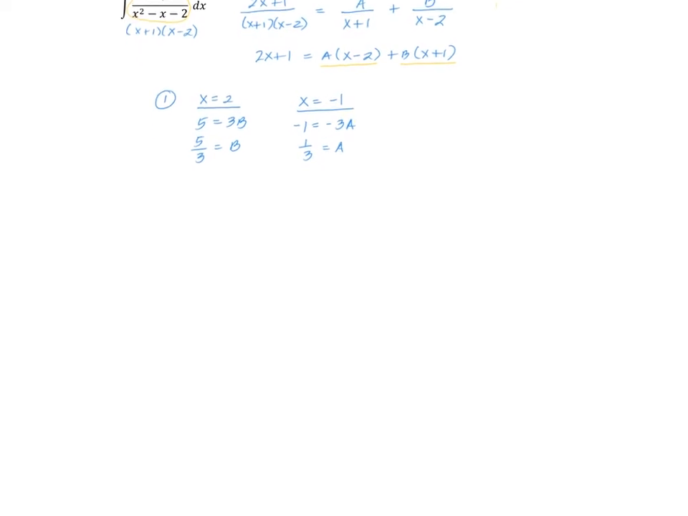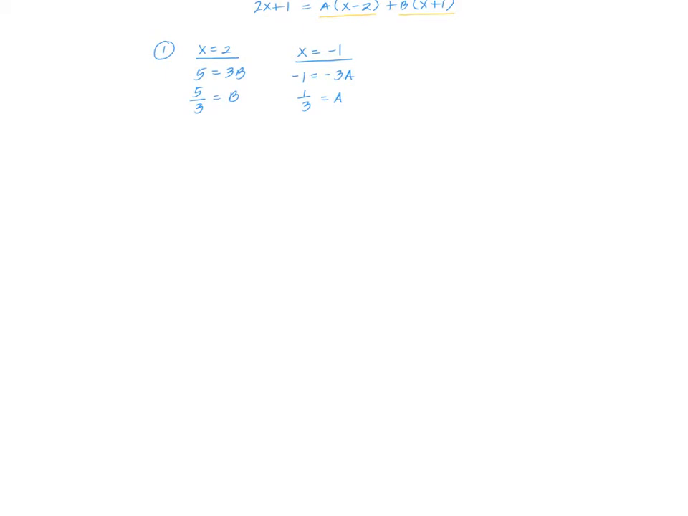And I'll do that in just a little bit. What I'd like to do is go over the second method, and this is what your book does. By the way, this method always works. It's just longer. So I'll call this method 2. In method 2, we're going to start where we did before, after clearing the fractions, to get 2x plus 1 equal to A times x minus 2 plus B times x plus 1.